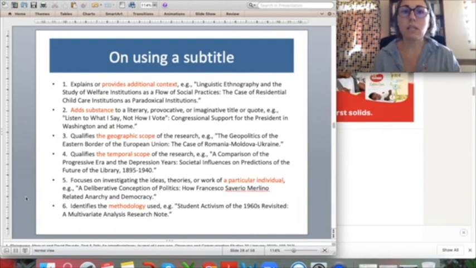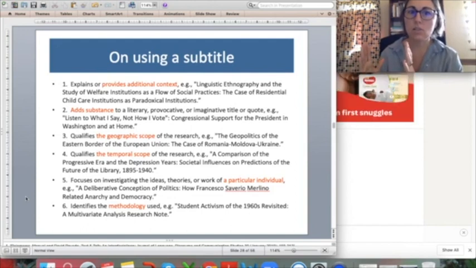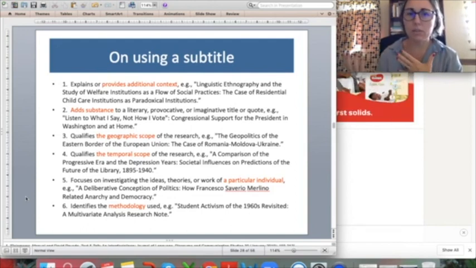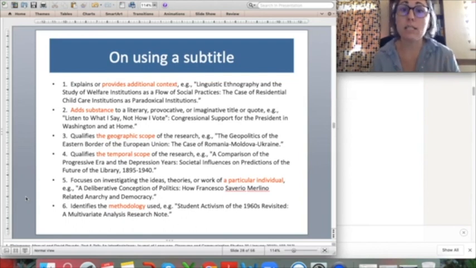Linguistic ethnography and the study of welfare institutions as a flow of social practices: the case of residential childcare institutions as paradoxical institutions, if you want to read the whole thing. You could add substance to a literary or provocative or imaginative title or quote. This might count really well for some of you writing in the humanities and some of the social sciences, where this is something you want to play with. It could qualify the geographic scope of the research. If you're looking at a particular case, this often counts for people doing studies in political science or geography. Geographic scope can be added.